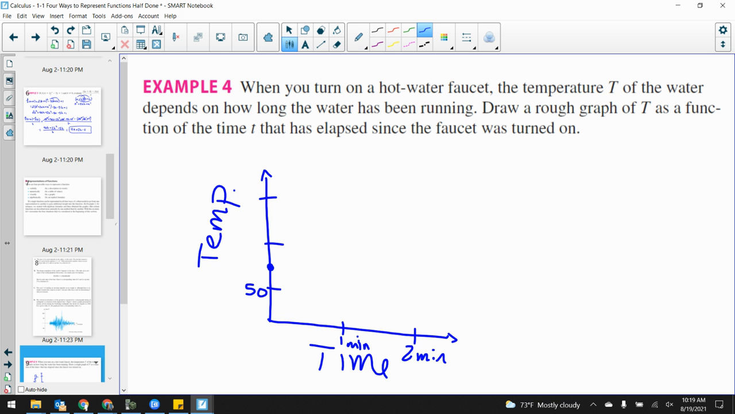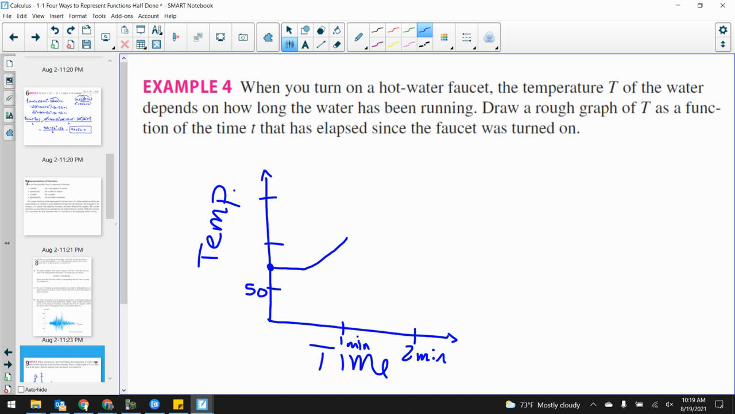And you turn on the hot water. Does it automatically start getting hot? Not my water, especially if I'm up in my bathroom. It's like cold, cold, cold, cold, cold. For like the first 30 seconds, it probably stays where it is. And then the hot water starts to get from the tank to the faucet. And then it starts to increase, right?